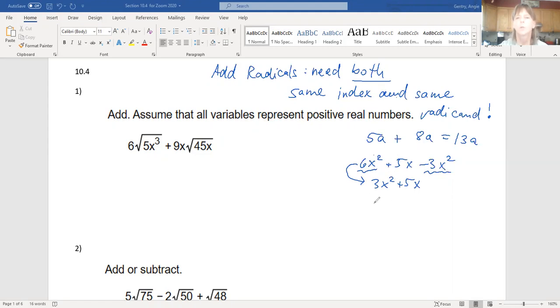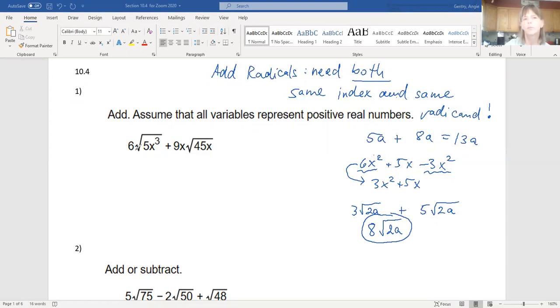So when you're talking about radicals, 3 square root of 2a, let's say, plus 5 square root of 2a. This is where you have to look at this the same. Here with the 5a and the 8a, I say $5 plus $8 is $13. $6 minus $3 is $3. 3 apples plus 5 apples is 8, still apples. Okay? Stuff only changes when you multiply. Still apples.